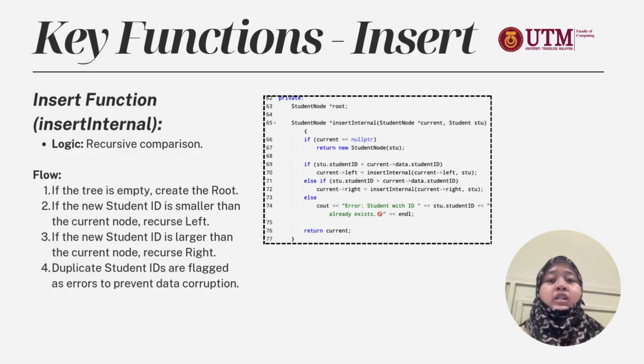And then the key function, insert for student. We have the logic of recursive comparison. If the tree is empty, we create the root. If the new student ID is smaller than the current one, we recurse left. Otherwise, if the student ID is larger than the current node, we recurse right. Duplicate student IDs trigger errors to prevent data duplication and corruption. We can see here in the code the message that the student ID already exists.